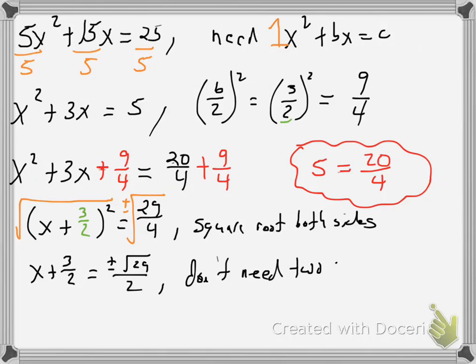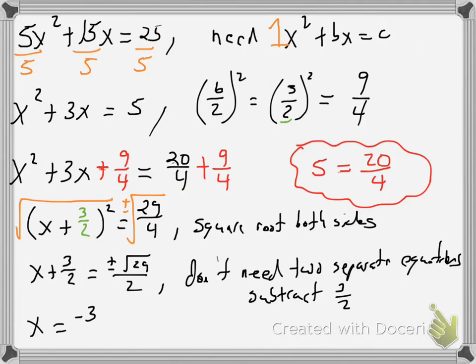I don't need 2 separate equations because of the fact that the square root of 29 and 3 are not like terms. So we can go ahead and just subtract 3 halves from both sides. The 3 halves and the square root of 29 over 2 both have a common denominator of 2, so we can just combine them as one single fraction. So x is equal to negative 3 plus or minus square root of 29 over 2.